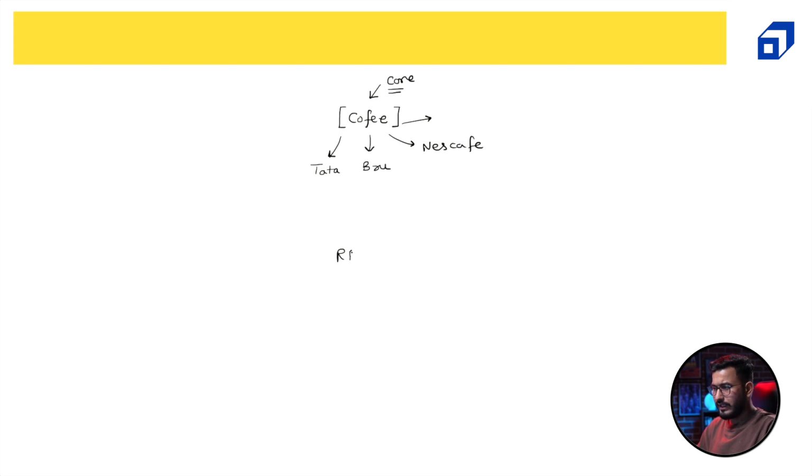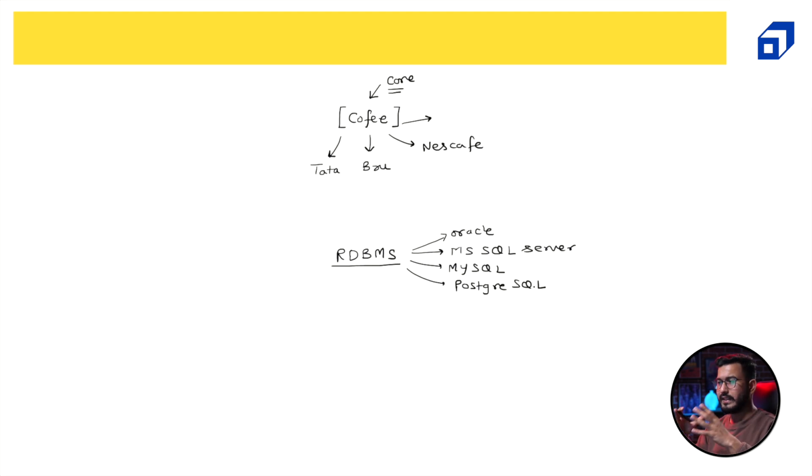The same concept goes with RDBMS technology. RDBMS is a technology for which we have multiple vendors. We have Oracle, we have MS SQL, also known as MS SQL Server. Then we have MySQL, then we have PostgreSQL. These are the vendors which are basically running in the market. They are the market leaders when it comes to RDBMS technology.